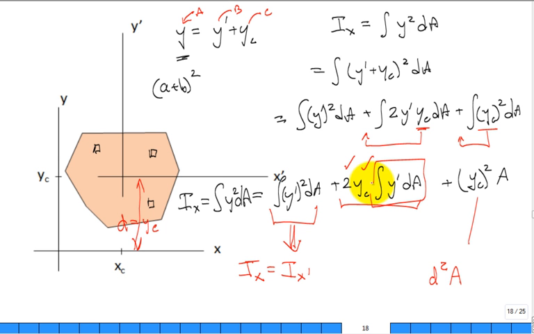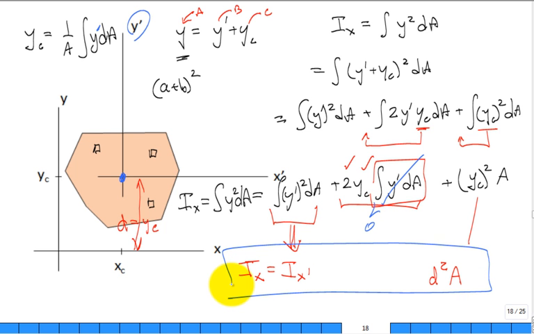Isn't that how you calculate the centroid of an area? How do I calculate the centroid? Let's say y sub c is equal to 1 over A integral of y dA, from the previous chapter. And so in the centroidal axis, if I'm doing it with respect to y, then with respect to this y prime, there's the new origin, it's 0. So that's why this is 0. And there you go. There is our parallel axis theorem derived.